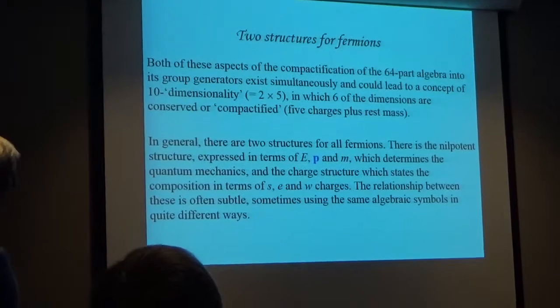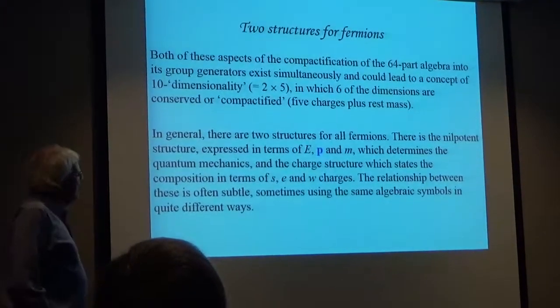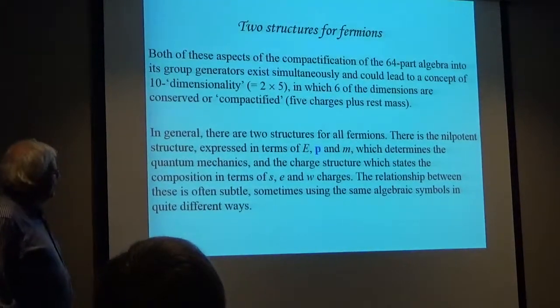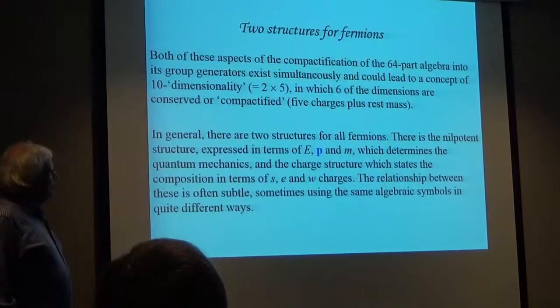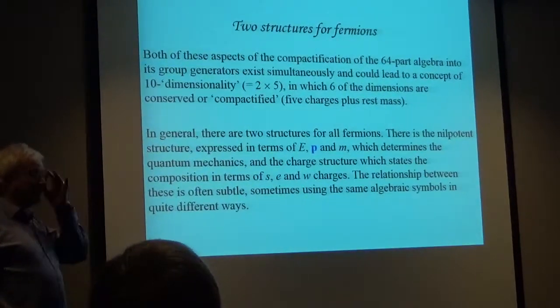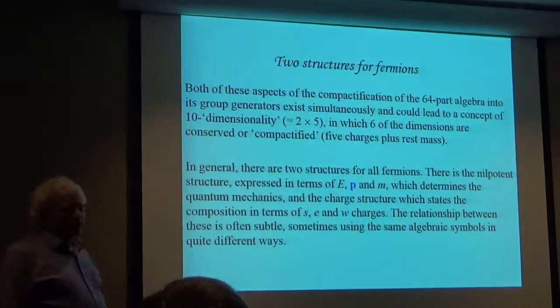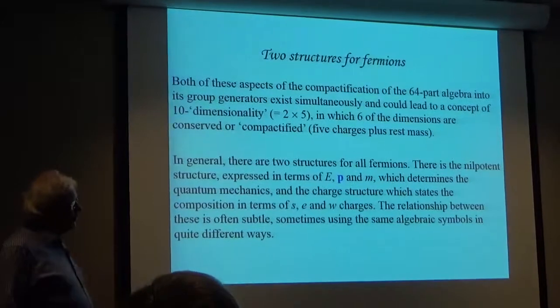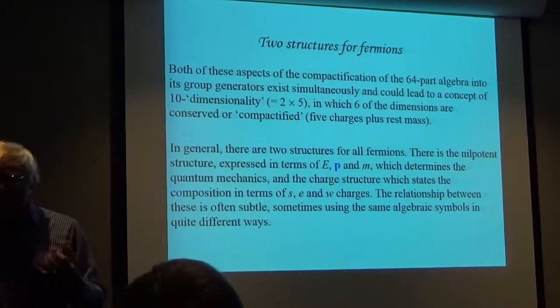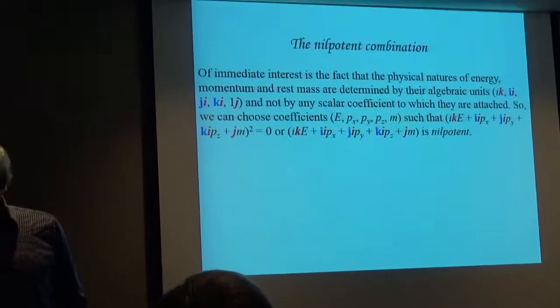Now, we're talking about what the fermions look like. And what we have now is to look at that. And so there are two structures for the fermions. There's one that does the energy, momentum, and mass structure, and there's one that does the charge structure. So that will give us the information about what fermions are.